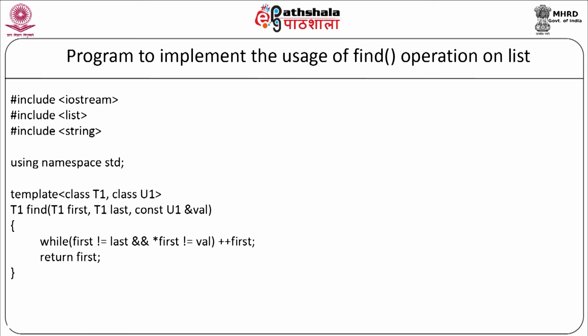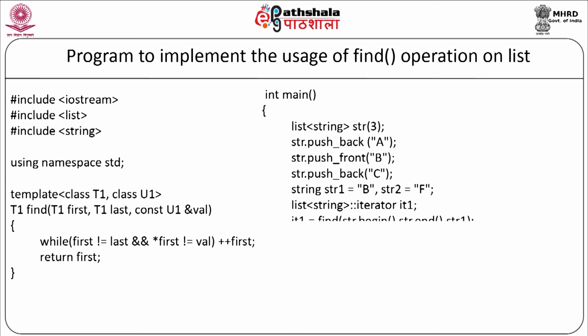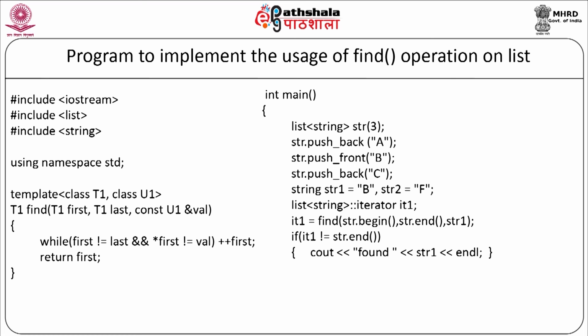End of the find function. Now, we will start with our main program: int main, list<string> str; str.push_back(A), str.push_front(B), str.push_back(C). String str1 is equal to B, str2 is equal to F. list<string>::iterator it1; it1 = find(str.begin(), str.end(), str1). So, it is going to find the character B inside the list. If it1 is not equal to str.end(), then cout found str1, else cout could not find str1.